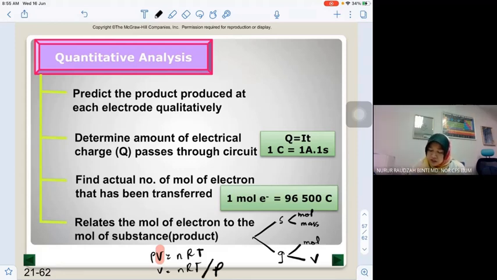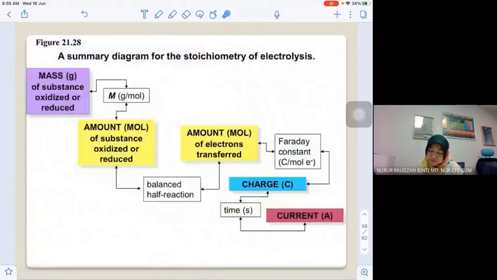So these are the summary of the steps. The product is only two types, solid or gases. This is the diagram for the process.